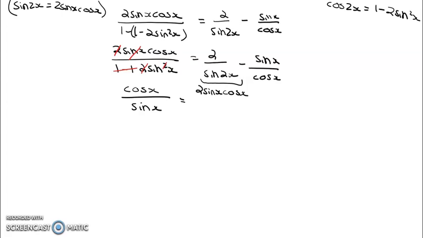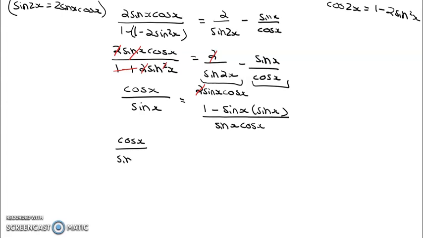And then I'm going to make a common denominator with cosine x. For doing that, I get 1 minus sine x times sine x over sine x cosine x. I should have shown that I would have crossed out these 2's. That's why I can do that. So I get cosine x over sine x equals 1 minus sine squared x over sine x cosine x.